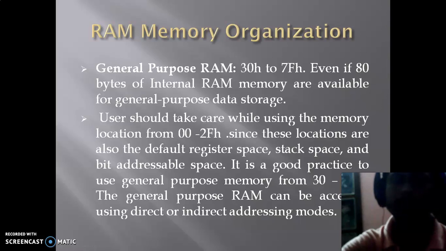So these are the 3 parts: one is the register bank, second is the bit addressable RAM, and third is the general purpose RAM. Users should take care while using the memory locations from 00 to 0FH, since these locations are also the default register space and stack space. Here register bank 1 is used as stack also. The bit addressable space is there, but it is good practice to use the general purpose memory 30H to 7FH, and the general purpose RAM can be accessed using direct as well as indirect addressing modes. So these are the RAM memory organizations of the 8051 microcontroller.